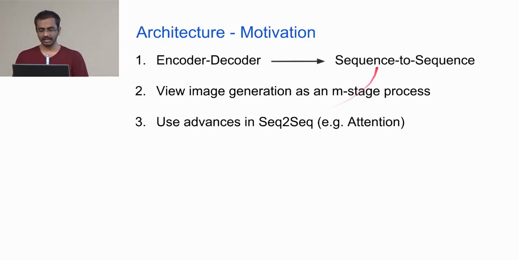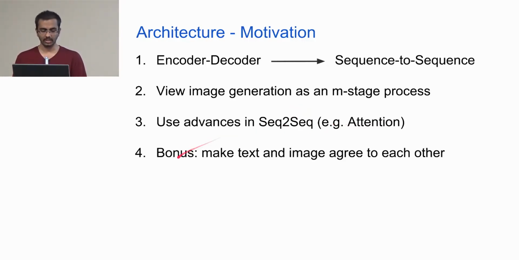Next, the motivation to convert this into a sequence-to-sequence problem was because in recent years, in actually last year itself, there have been many developments in sequence-to-sequence models, for example attention. So you want to sort of leverage these kinds of improvements in this line of research. So that was the motivation.